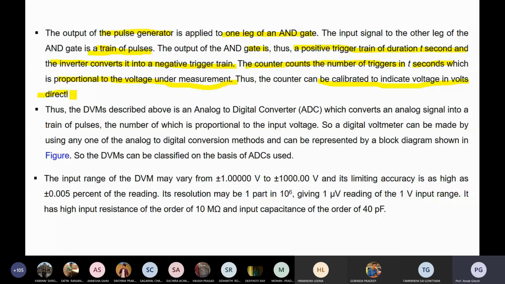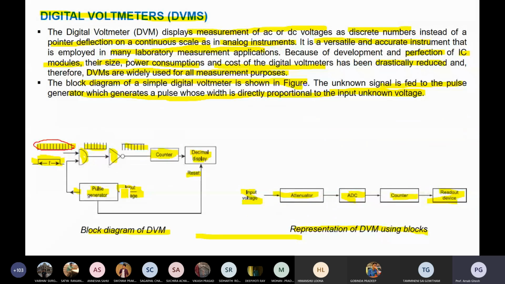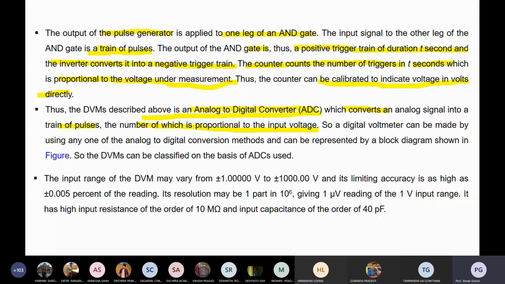Thus the DVM described above uses an analog to digital converter, which converts the analog signal into a train of pulses, the number of which is proportional to the input voltage. So a digital voltmeter can be made using any analog to digital conversion method, and can be represented by a block diagram as shown in the figure I have discussed. The DVM can be classified on the basis of the ADC used.